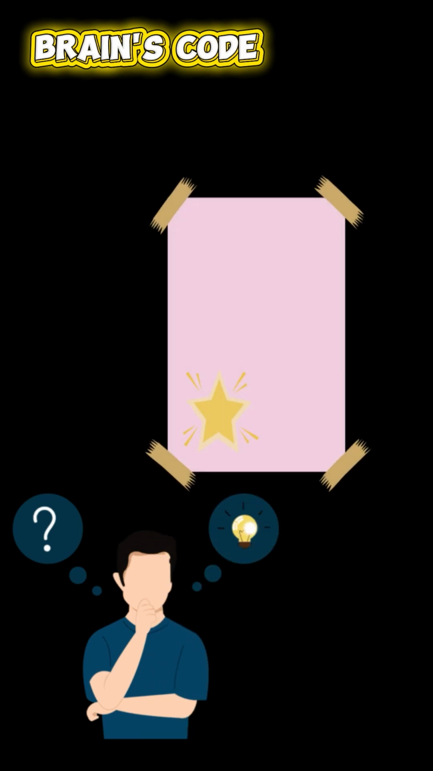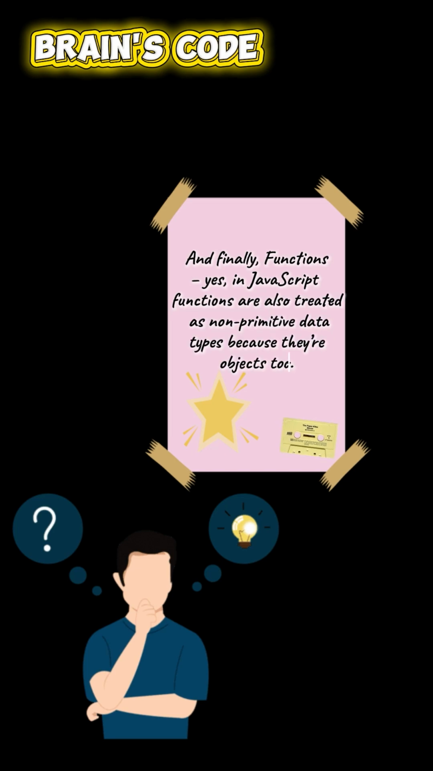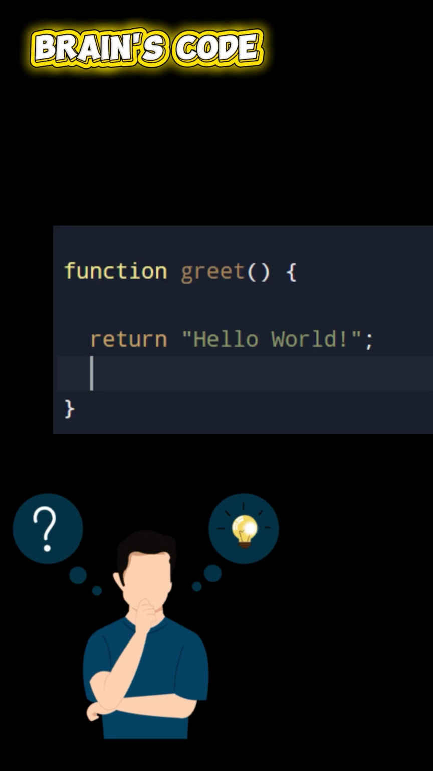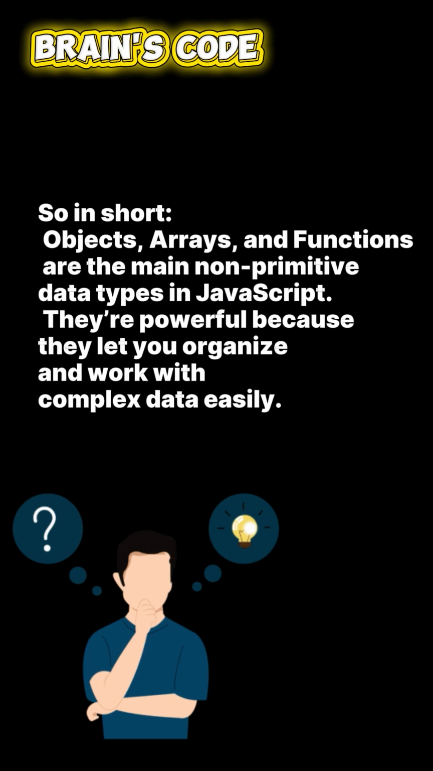And finally, functions. Yes, in JavaScript, functions are also treated as non-primitive data types because they're objects too. function greet() { return "hello world"; }. So in short, objects, arrays, and functions are the main non-primitive data types in JavaScript. They're powerful because they let you organize and work with complex data easily.